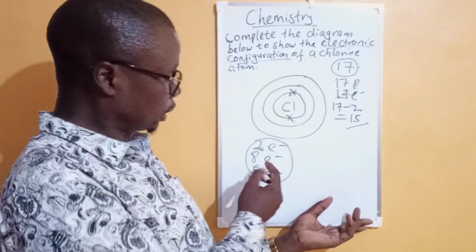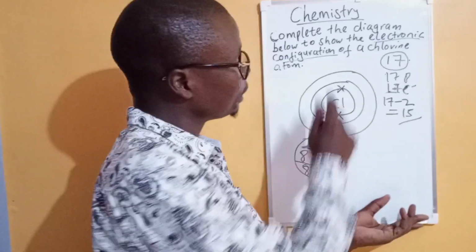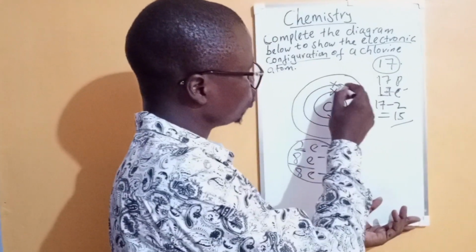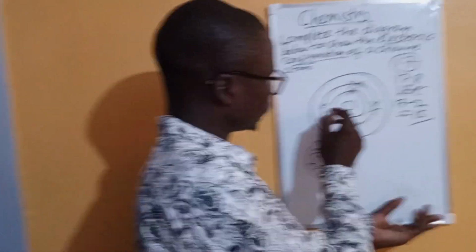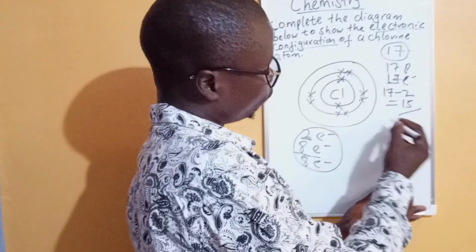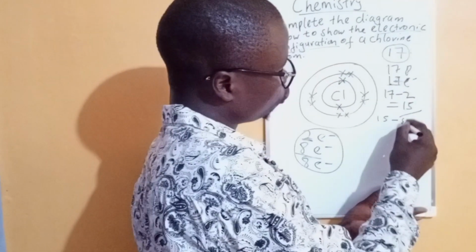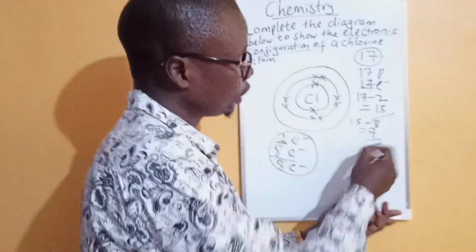As I've said, the second shell is filled by a maximum of 8 electrons. Let's represent 8 electrons here: 1, 2, 3, 4, 5, 6, 7, 8. It means the second shell is also full. Now, from 15, we have used 8 electrons. How many are we left with? We are left with 7 electrons.